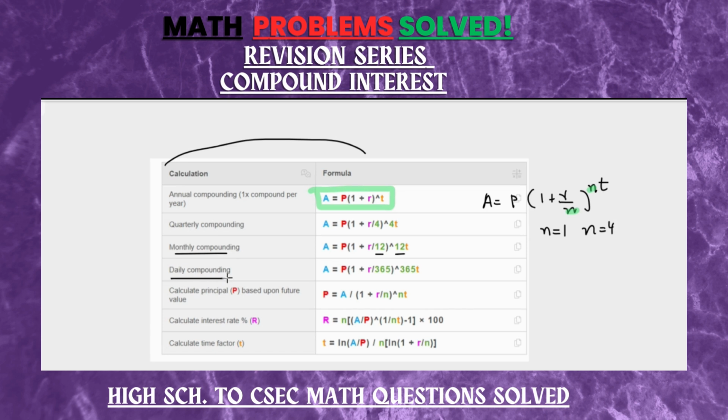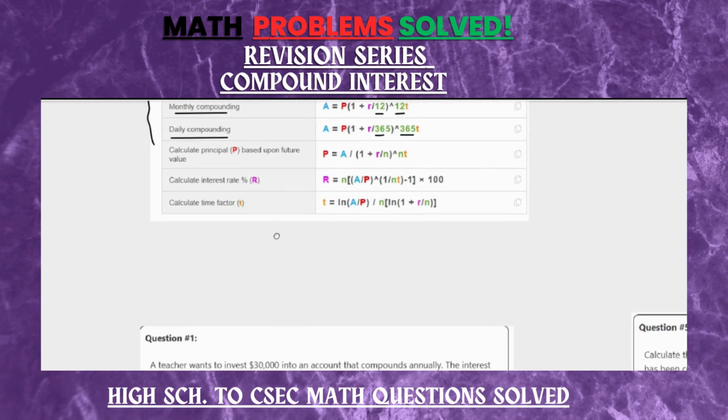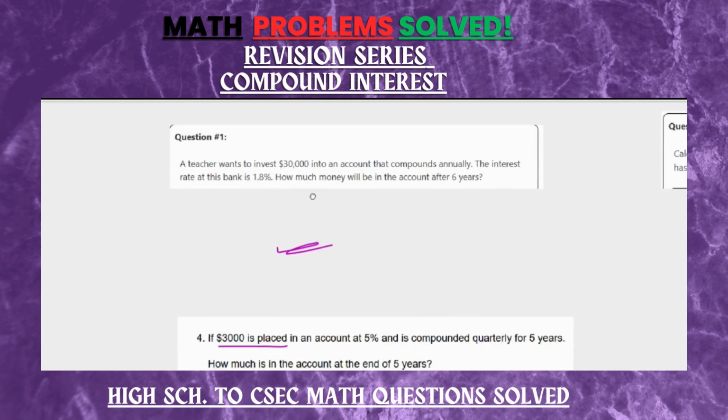Similarly, daily compounding means after every day. So how many days are there in a year? We know there are 365 days in a year, so N will be 365. Similarly, if it is weekly compounding, then there are 52 weeks in a year, so N will be 52. So these are different values according to the period. There is another type of compounding, continuous compounding. We will discuss that in the next slides.